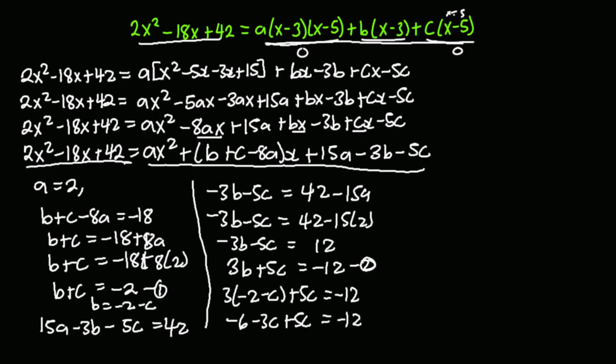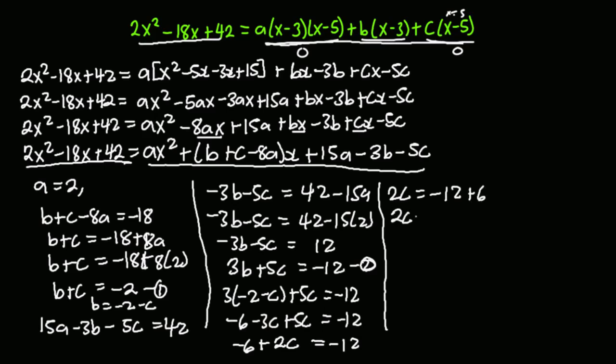So we'll have negative 6 plus 2c is equal to negative 12. And so we can just go ahead and make c the subject. We have 2c is equal to negative 12 plus 6. So 2c will give us negative 6, and hence c will be equal to negative 3.